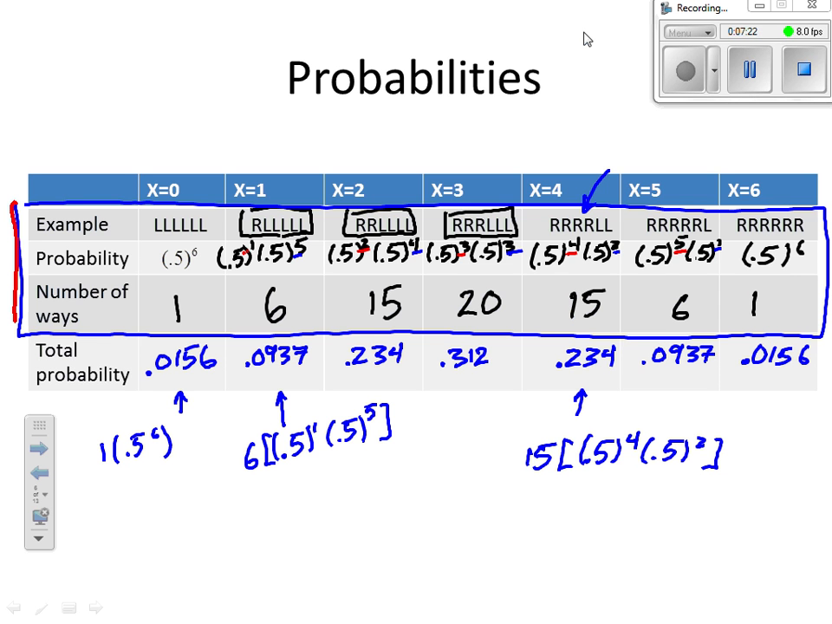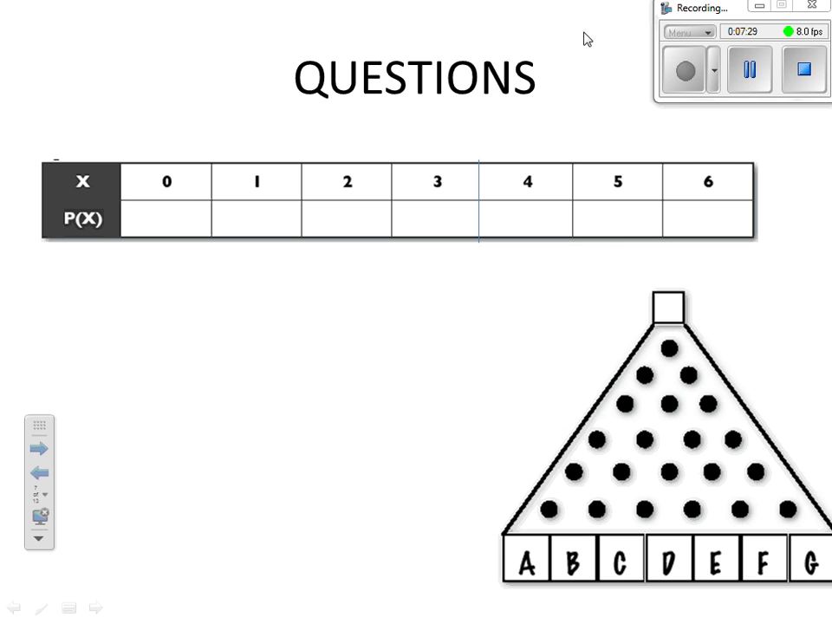So again, typically we don't put this middle section. Typically we wouldn't show all this work in our table. We typically just have x and the probability of x, which is what you see right here. X was the number of right turns. And so we typically just have this table. The previous page just shows you how each of them work out.